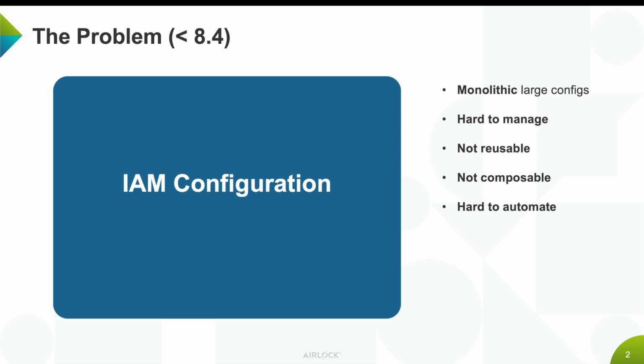Before the introduction of config automation, IAM configurations were large, monolithic XML files. They were hard to manage, difficult to reuse, not composable, and hard to automate. This situation has been addressed with config automation features delivered in IAM 8.4, 8.5, and 8.6.